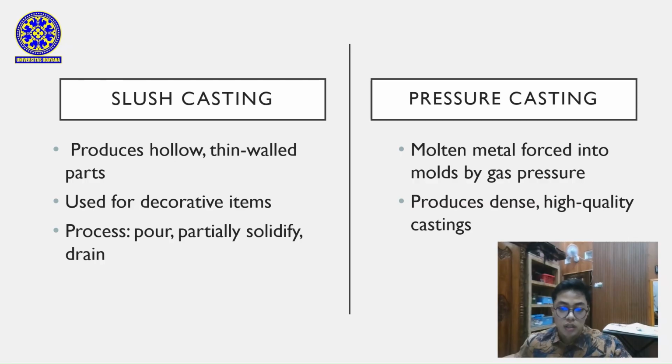In pressure casting, gas pressure is applied to force molten metal into the mold. The process ensures dense, high-quality castings with fewer defects and minimal porosity. It's suitable for precision parts like steering components, wheels, and hydraulic systems, where strength and reliability are critical.